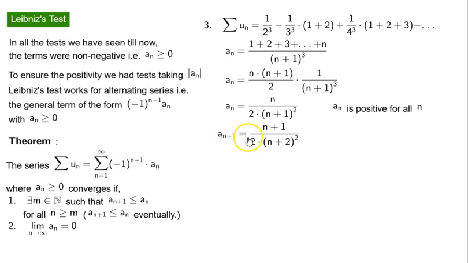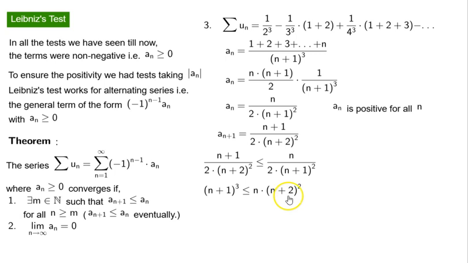Let's come out with the next term. A sub n plus 1 is equal to n plus 1 divided by 2 times n plus 1 plus 1, that is n plus 2 square. And now we have to figure out whether a sub n plus 1 is less than or equal to a sub n. And if yes, then we will be in a position to arrive at a conclusion. So let's cross multiply. First of all, 2 and 2 get cancelled out. n plus 1 square times n plus 1 gives us n plus 1 cube is less than or equal to n times n plus 2 square.